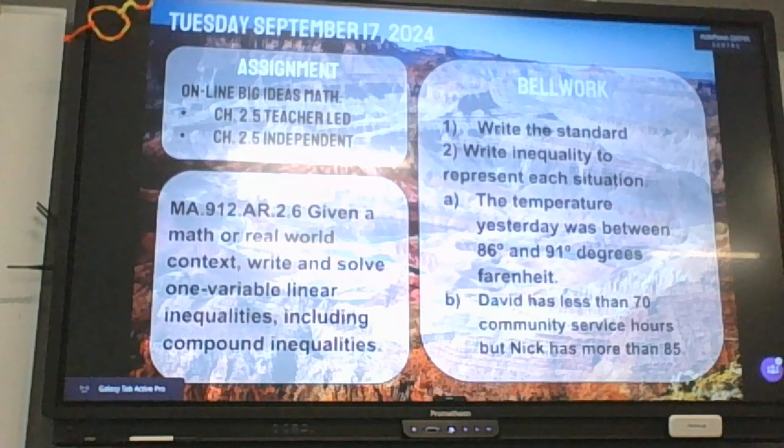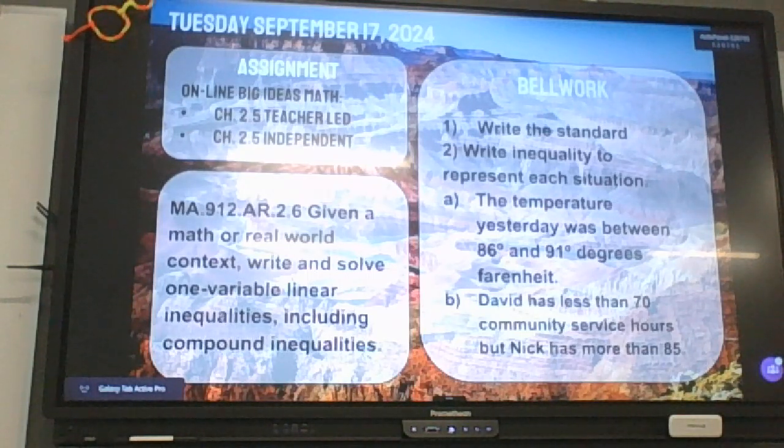Okay, so it reads the temperature yesterday was between 86 degrees and 91 degrees Fahrenheit. There's a key word here, and when your situation requires the word and, it's called a compound inequality. You're having to compound two ideas together at once. Now this is true. The temperature had to be higher than 86. It also had to be lower than 91.